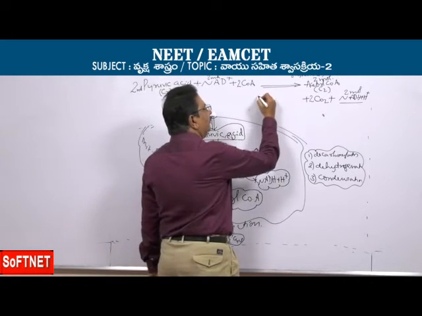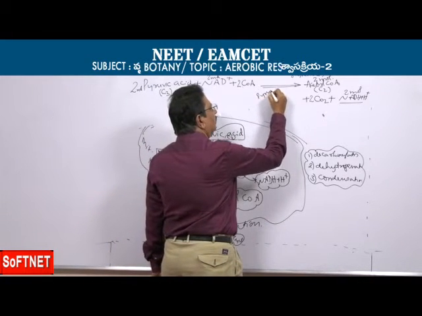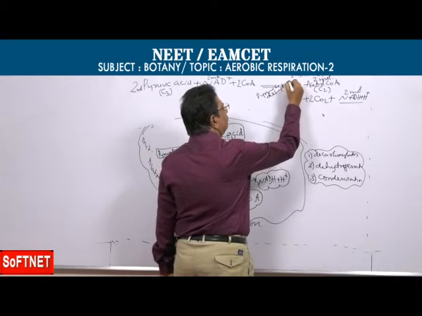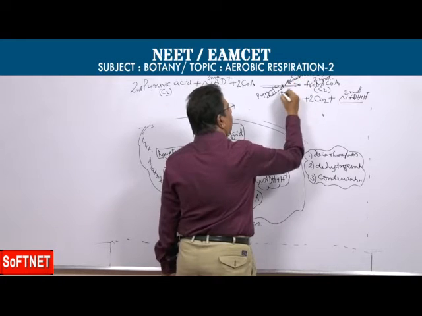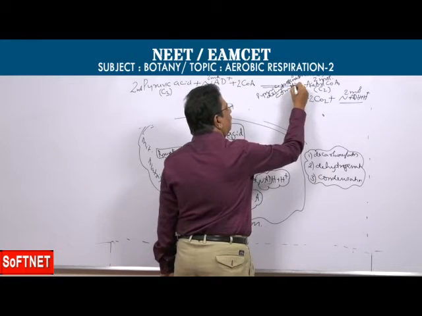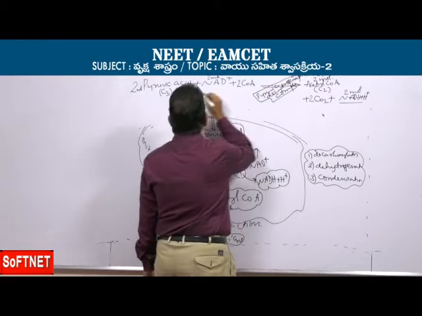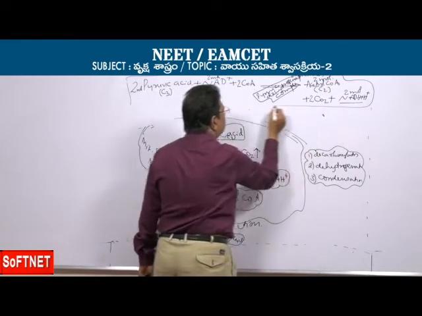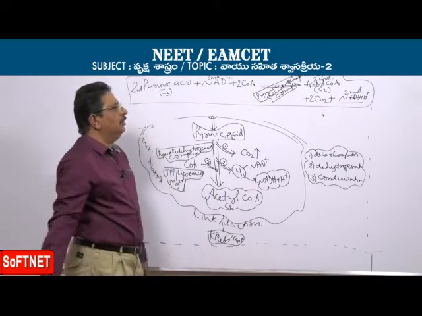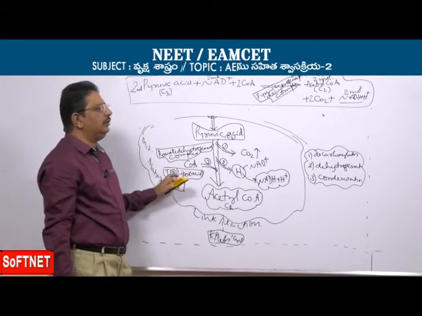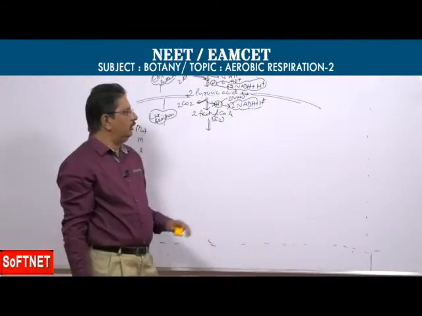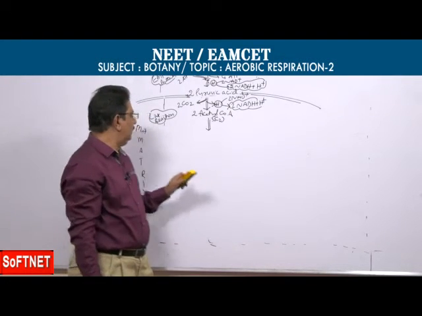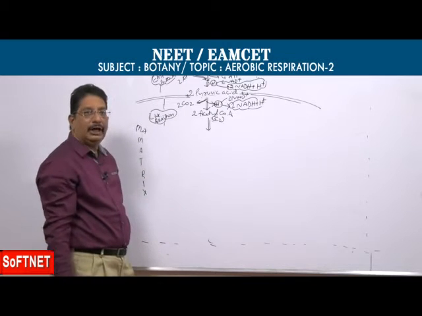With the mediation of an enzyme, pyruvate dehydrogenase complex. So, pyruvate dehydrogenase complex. So, this is the reaction or the summary of the second step of aerobic respiration. The next event of aerobic respiration is also going to occur in the mitochondrial matrix.